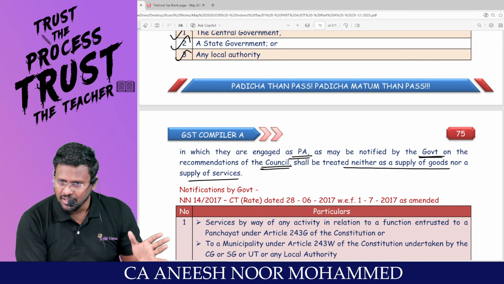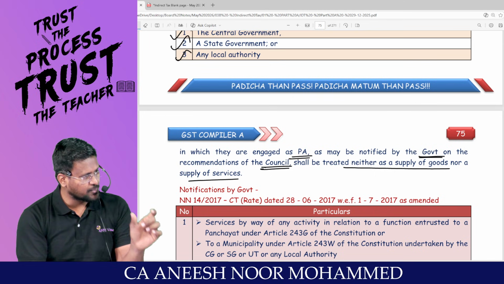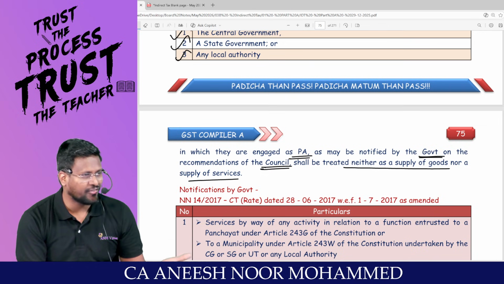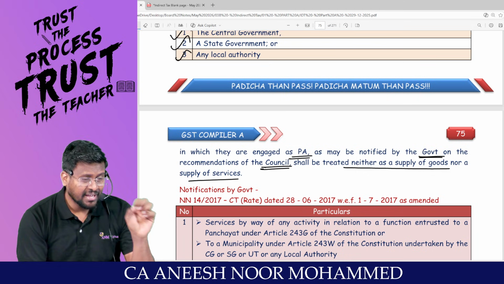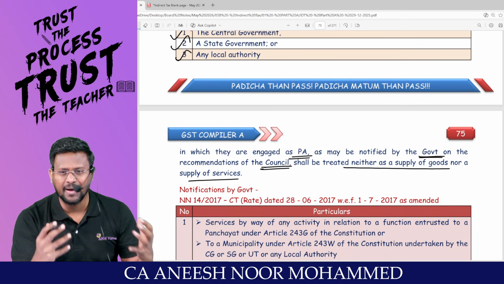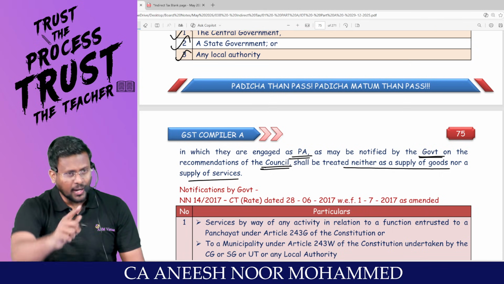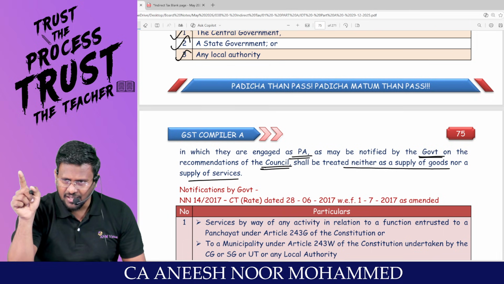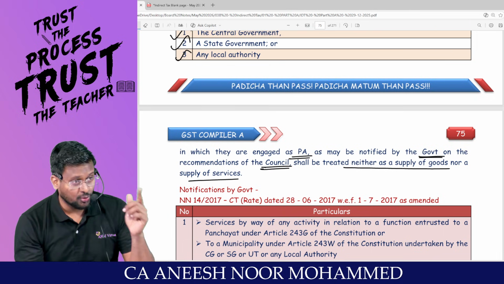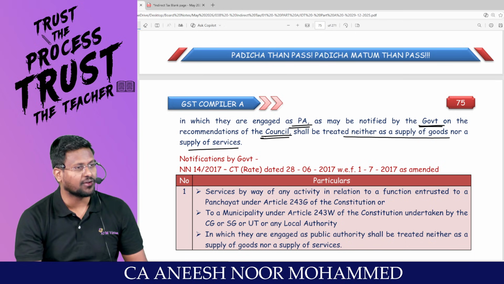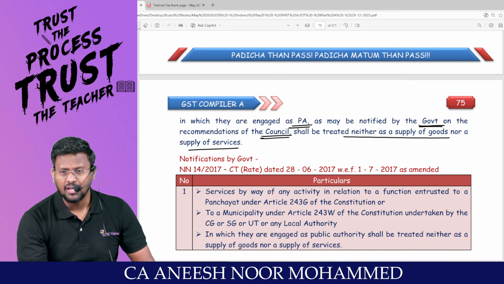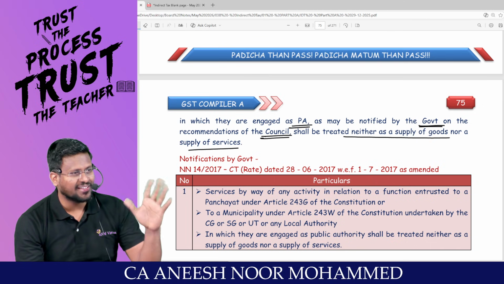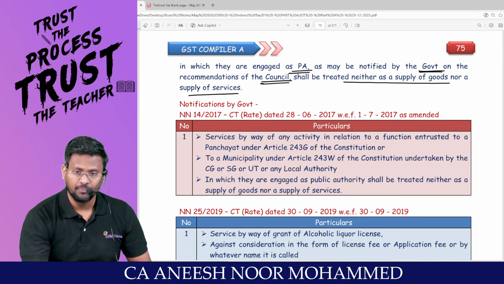Not all activities. For example, even the government is also transporting passengers or goods from one place to another. That we will not notify. But you are, sir, daily collecting the waste, doing solid waste management, putting street lights. Is putting street light business in nature? No, sir. Those activities will be notified by the government on the recommendation of the council after we discuss, and shall be treated neither as supply of goods nor supply of services.